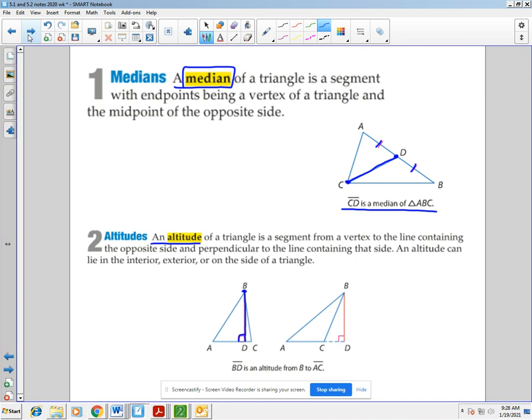An altitude can lie in the interior, in the exterior, or on the triangle if the triangle is a right triangle. Because in this case, the green segment is your altitude. Okay? So again, please memorize the definitions. So far we talked about perpendicular bisector, median, and altitude.